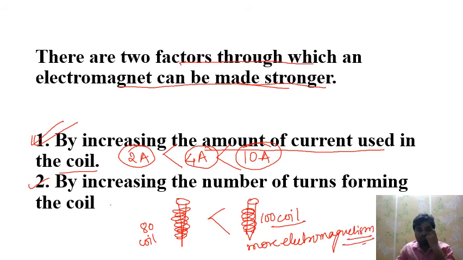Okay students, are you understanding this factor? Now you have to tell me what are the two factors through which an electromagnet can be made stronger. You have to tell me one by one. Yes, so students, say: by increasing the current used in the coil and by increasing the number of turns in the coil.